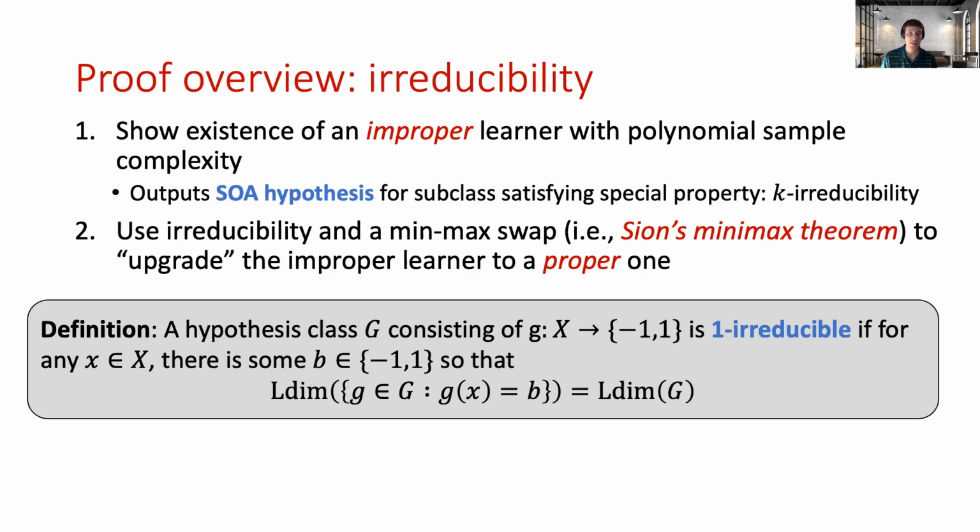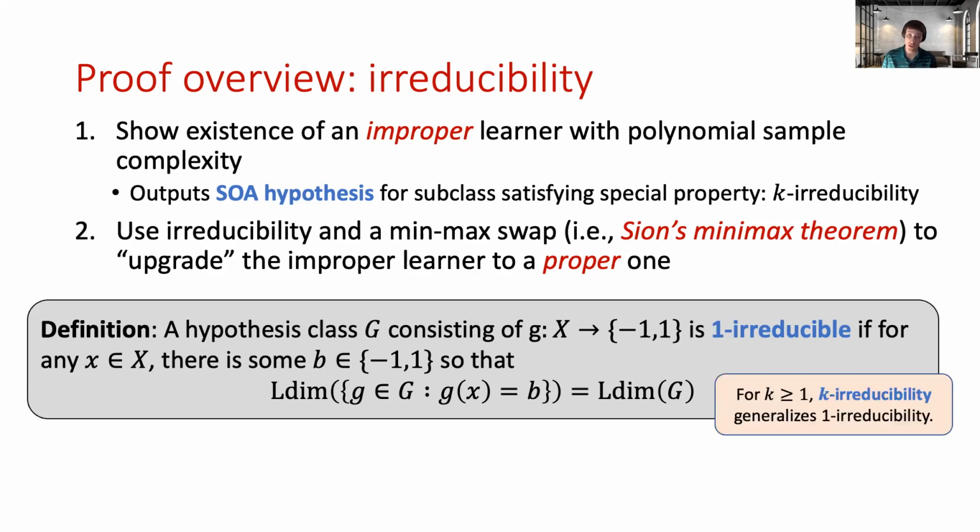We say that a hypothesis class G, consisting of binary hypotheses, is 1-irreducible if for any point little x, there's some bit b so that the Littlestone dimension of the set of hypotheses in G which map x to b is equal to the Littlestone dimension of G. In other words, restricting that the hypotheses in G map x to b does not decrease the Littlestone dimension of the class. Now, for positive integers k, k-irreducibility generalizes 1-irreducibility, essentially by replacing the single point x with a tree of points of depth k.